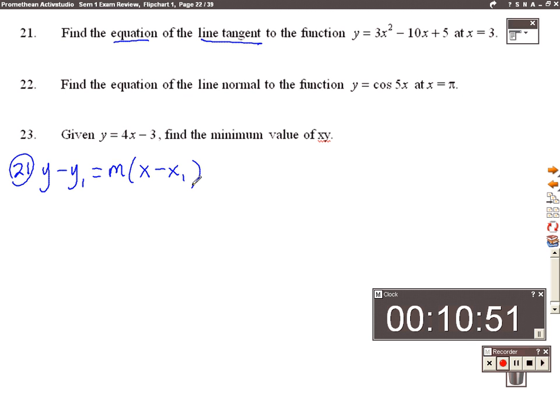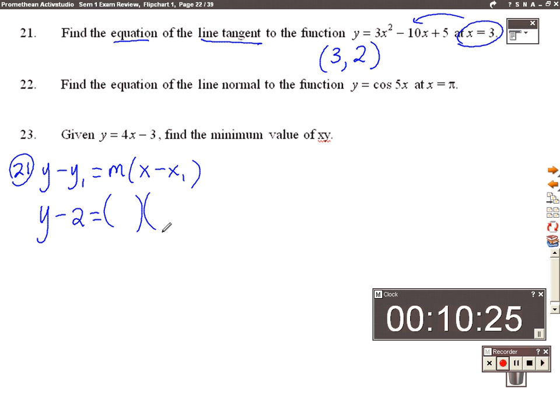We know that it is at x equal to 3, so we have an x value of 3, and we need the corresponding y value by substituting in the 3. When I substitute 3 into the equation, I'll get a y value of 2. So now I already know that I have y minus 2 is equal to, I don't know the slope yet, so I'll leave a space for that, times x minus 3.